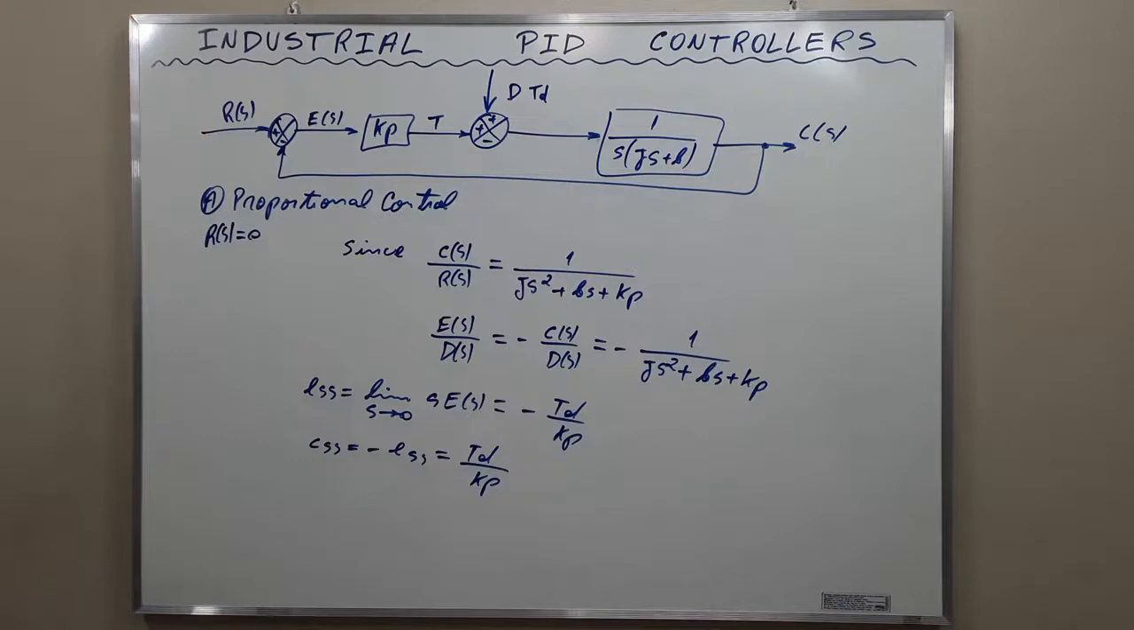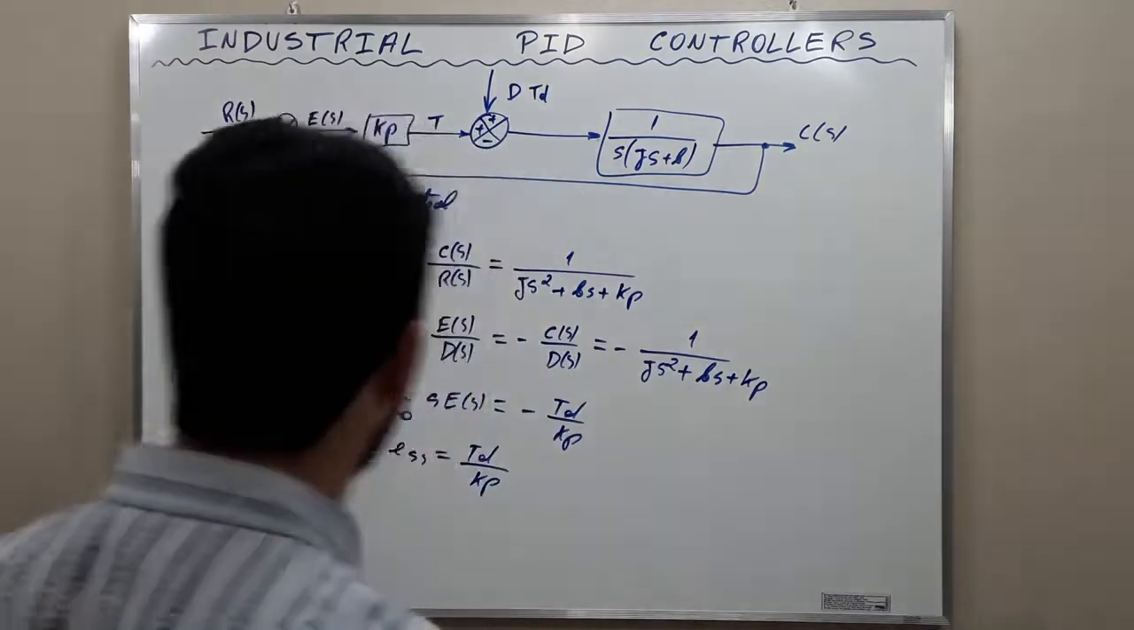Now let's insert an integral controller there and see how we can improve the system and make this less vulnerable to any kind of disturbance. It's gonna be letter B.